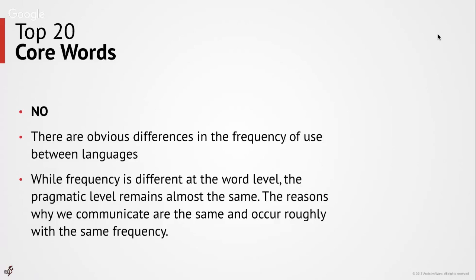Also, there are obvious differences in the frequency of words between languages when you're dealing with translations. But while frequency is different at the word level, the pragmatic level remains almost the same. So the reasons why we communicate are the same across languages and occur roughly with the same frequency between languages.